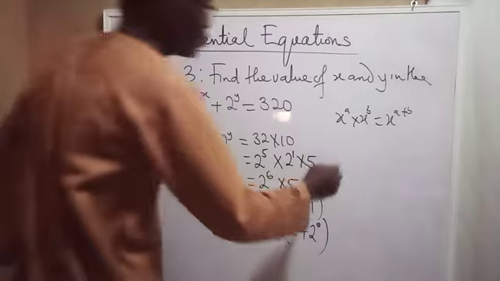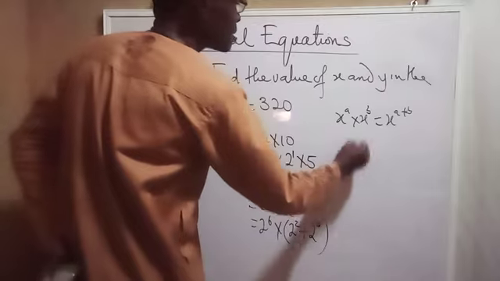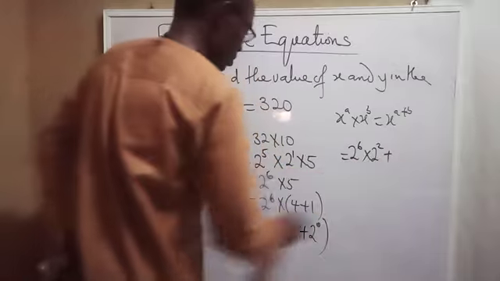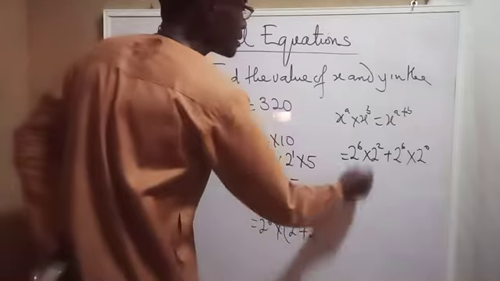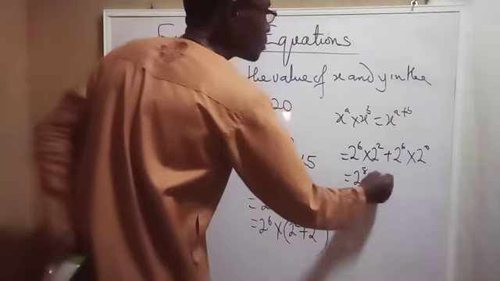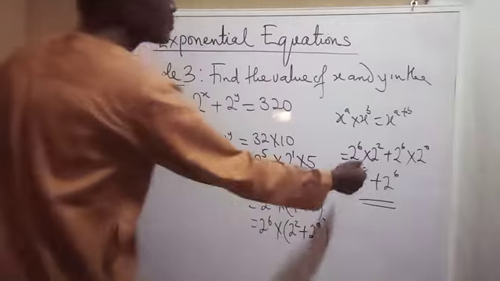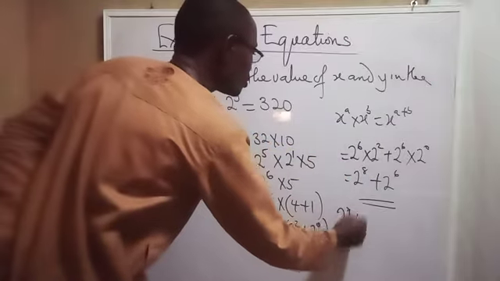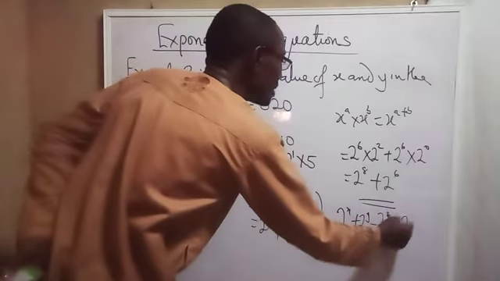Yes. So with this now, let's come here. By the time you expand this, we have 2 raised power 6 times 2 raised power 2, plus 2 raised power 6 times 2 raised power 0. Yes. So this one: 2 raised power 6 plus 2, that's 8, plus 2 raised power 6 plus 0, that's 6. So that implies that this particular expression, 2 raised power x plus 2 raised power y, is now equal to 2 raised power 8 plus 2 raised power 6.